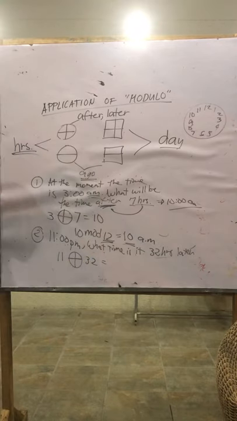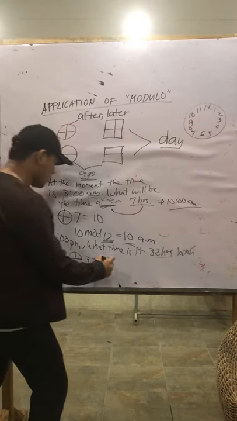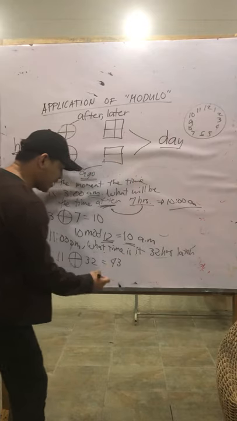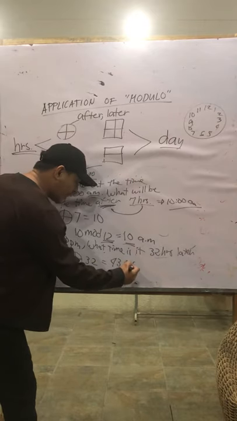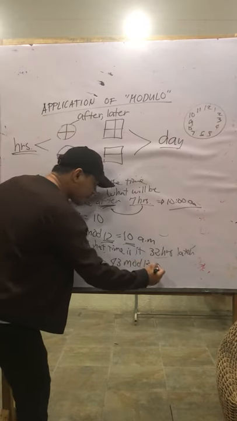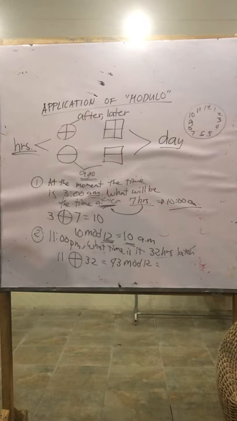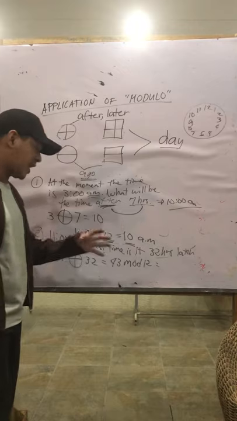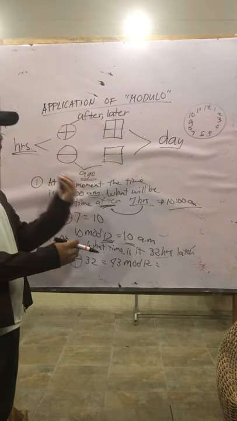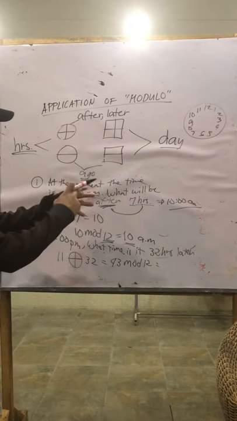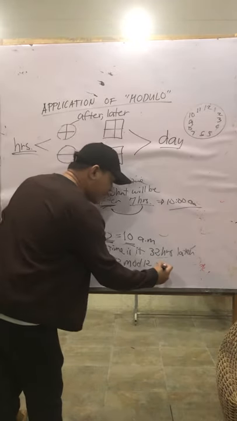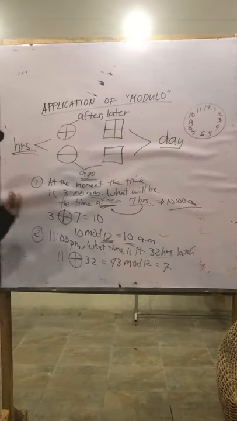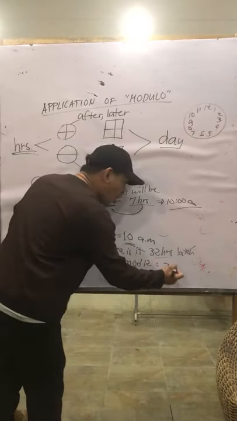Therefore, 11 plus 32 is 43. Then apply modulus: 43 mod 12. 43 divided by 12 is 3 remainder. We have 12, 24, 36, 37, 38, 39, 40, 41, 42, 43. We have a remainder of 7. Therefore, the result will be 7 o'clock.